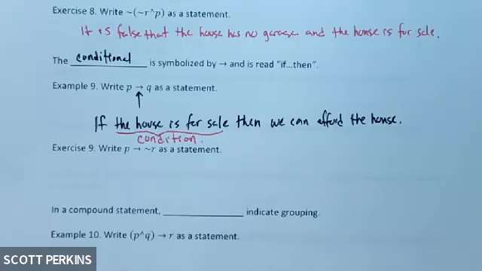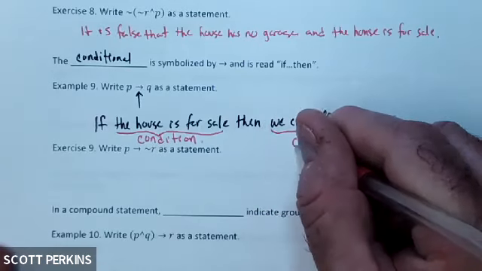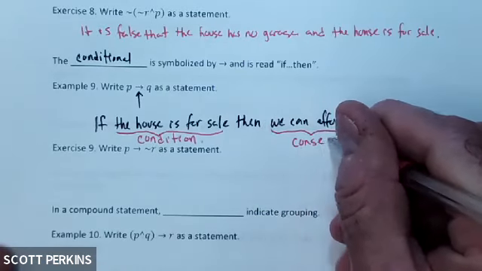So if the house wasn't for sale, then this statement has no meaning at all. So if the house is for sale, what's the condition? The house has to be for sale. And then this here, what comes after the then, that's the consequence that we look for.